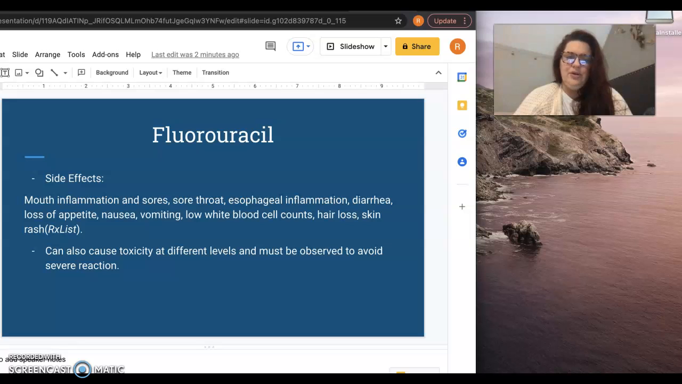Just some side effects of fluorouracil: mouth inflammation and sores, sore throat, esophageal inflammation, diarrhea, loss of appetite, nausea, vomiting, low white blood cell counts, hair loss, skin rash. It can also cause severe toxicity at different levels, and this has to be observed and monitored in order to avoid this, because they have levels from 1 to 4. At a level of about 3 to 4, it can be considered lethal, so it just has to be monitored in order to make sure that the dosage is being controlled, because it is an intravenous drug. You have to make sure that the patients are not experiencing severe toxicity, because it can be fatal if left untreated.